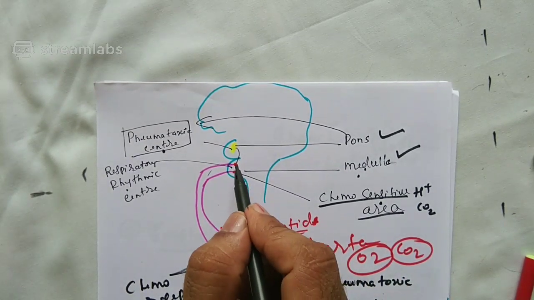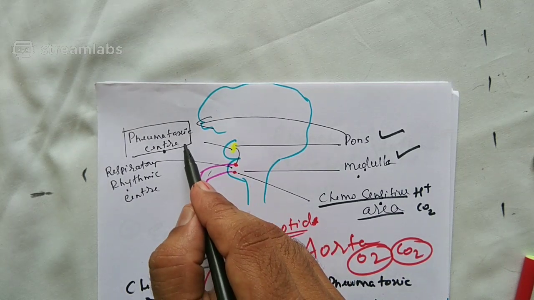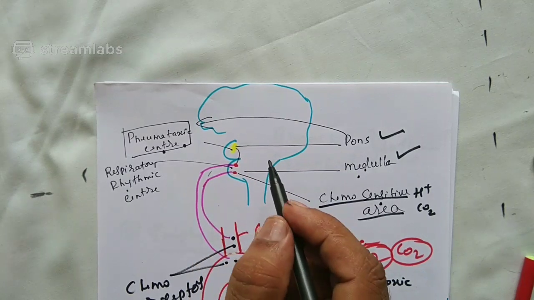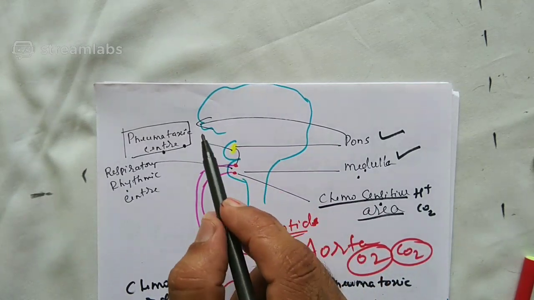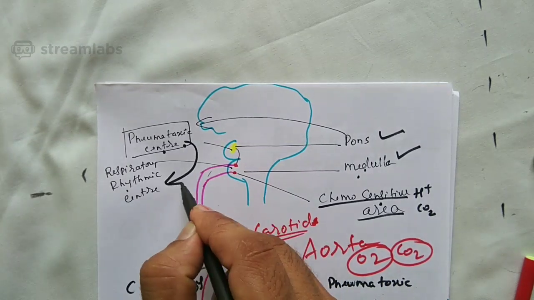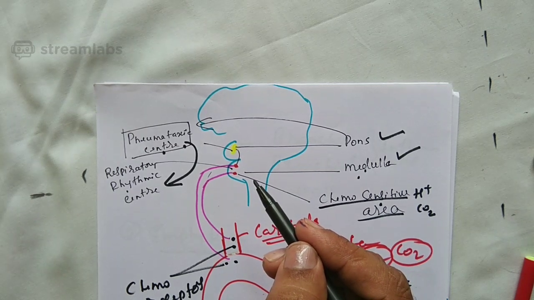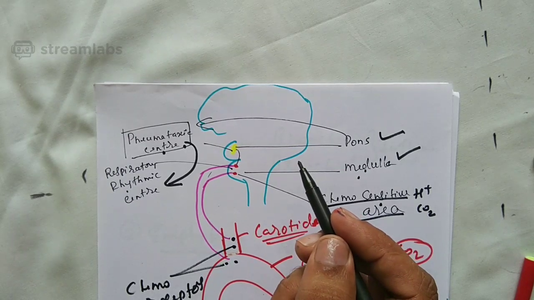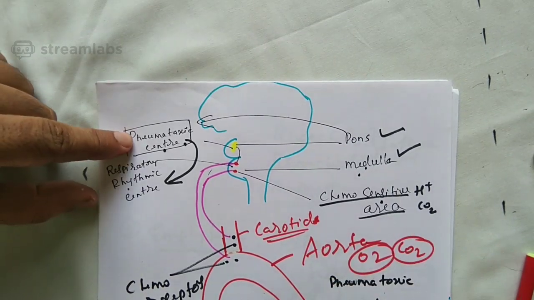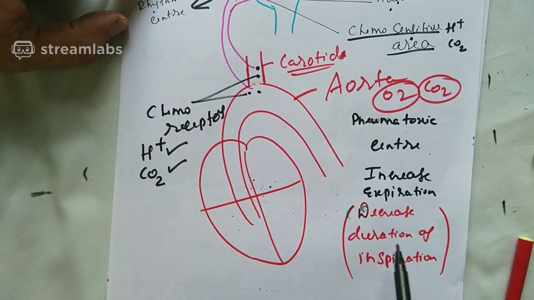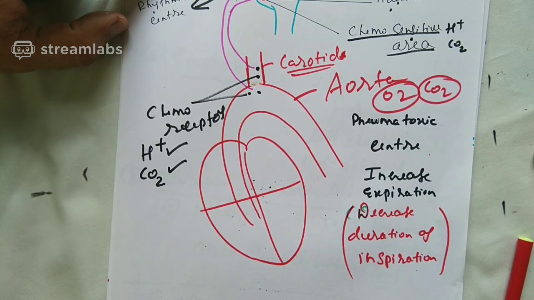Now, that information will be sent to the pneumotaxic center because it's like a boss. The pneumotaxic center understood that the H plus and CO2 have increased. It will guide the respiratory rhythmic center and tell it that now it is time for increasing the expiration so that you can remove the carbon dioxide, and to decrease inspiration a little. So the pneumotaxic center increases the expiration and decreases the duration of inspiration.